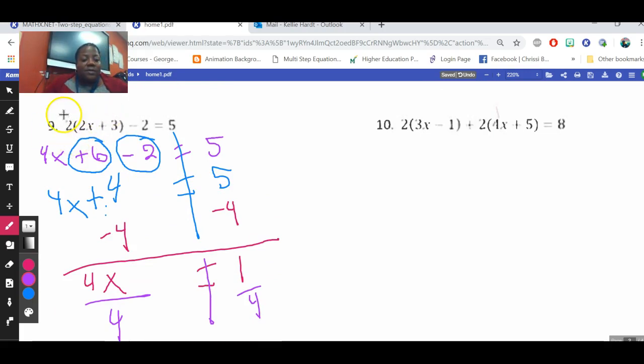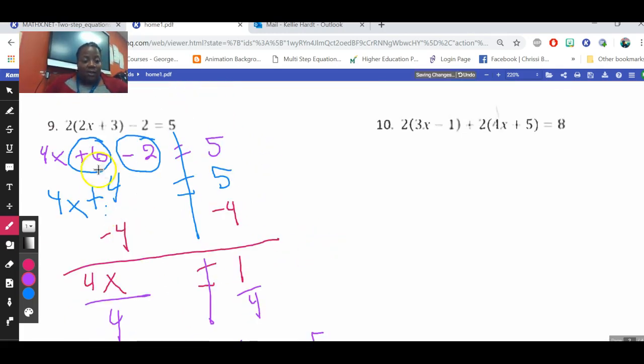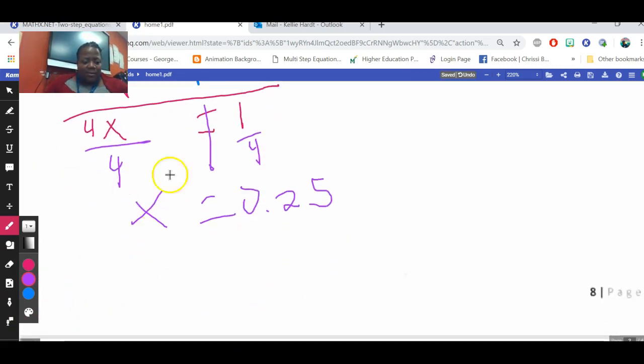2 times 2, 4. 2 times 3, 6. Minus 2, so that's minus 2, equals 5. 4x. So 4x, and this is a positive 4. Right? And if I did this right, it would be 0.25. Right? Okay, give me a second. I've got to see if that one's right, because usually we don't have decimals. Give me a minute. Hold on.